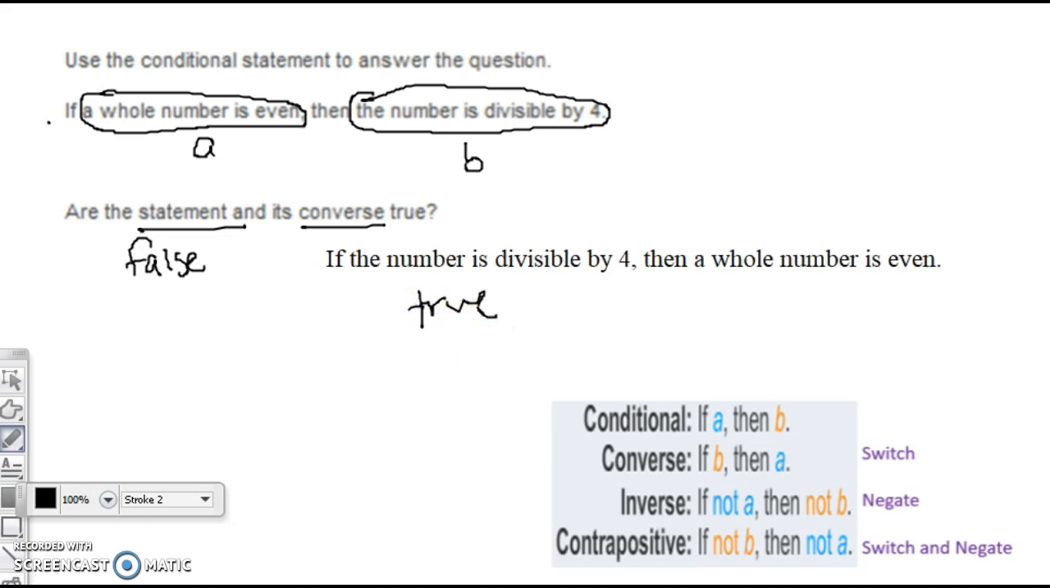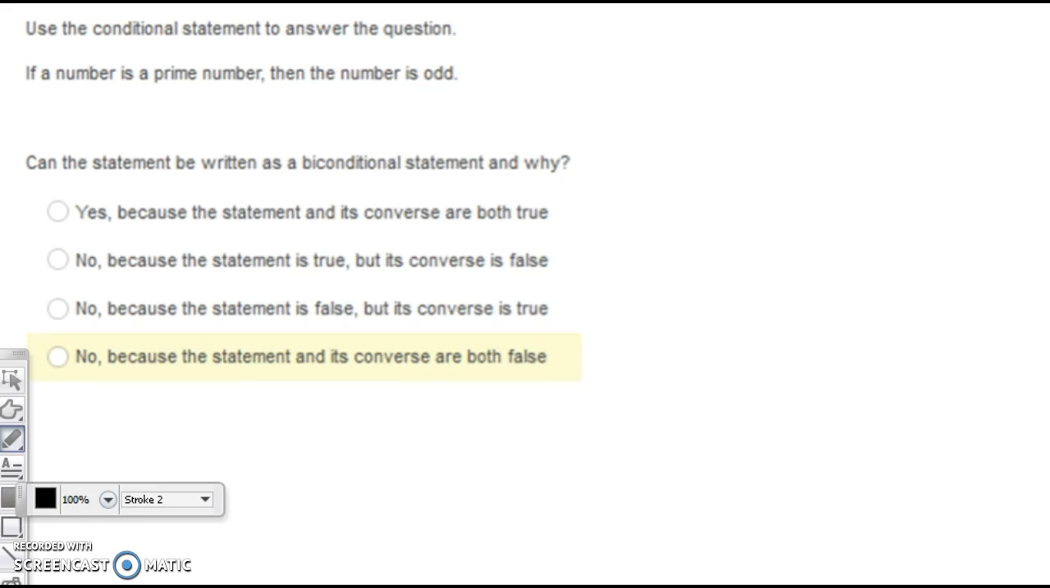All right, so your answer here would be something like, no, the statement is false, but the converse is true. Okay, so the next one says, use the conditional statement to answer the question. If a number is prime, then the number is odd. Can the statement be written as a biconditional statement, and why?